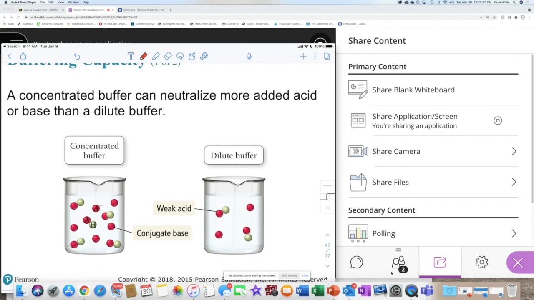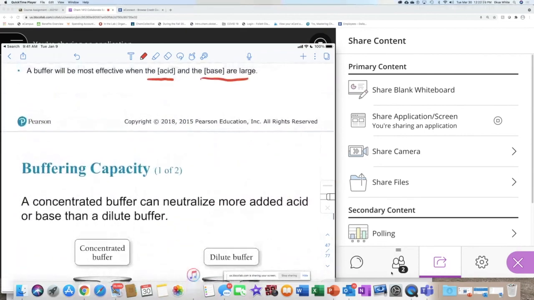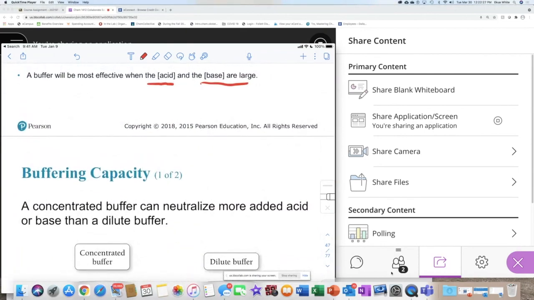Okay, this was part of the stuff that was in your lab, and I was really hoping as you read the chapter, you will relate this to the lab, the acid base lab.